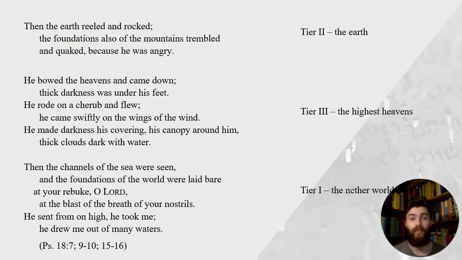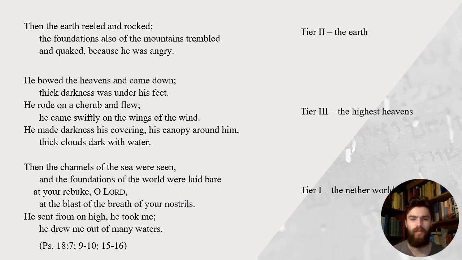We have other evidences for this three-tiered cosmos, for example, in Psalm 18, which communicates the descent of Yahweh from the highest heaven to the lowest point, utilizing these three tiers imagery. So obviously the first section talks about the earth reeling and the foundations of the mountains trembling. That's obviously the second tier, possibly even the first tier there as well. Yahweh bows the heavens and comes down. He rode on a cherub and flew swiftly on the wings of the wind. That's obviously Yahweh descending from the highest heaven down to the earth and to the lowest point.